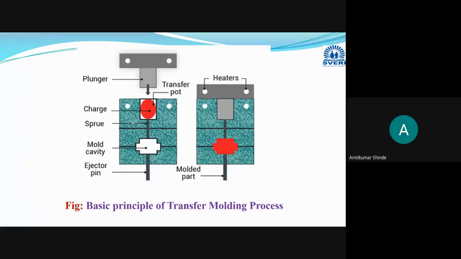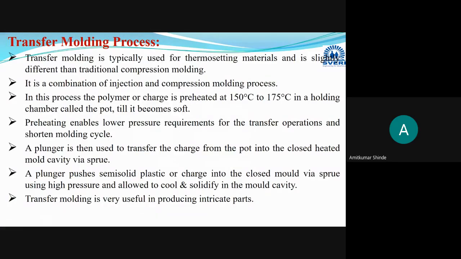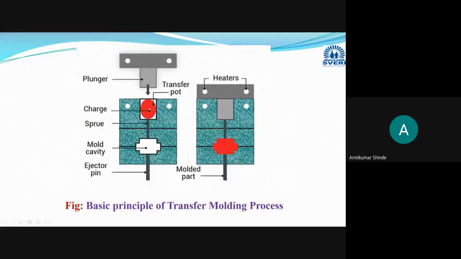This is the same diagram with a little bit of color identification provided depending on the zone. For the raw material, our plastic material, I have used red color. This is the plunger. This chamber is the transfer pot.